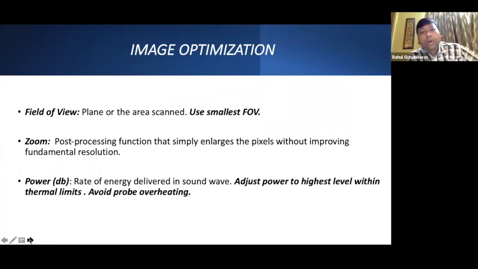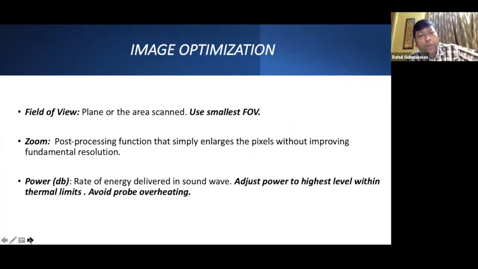Now, the fundamental important thing is to get a good image by using knobology. And this is something called the image optimization. A few take-home messages that I want to stress on is use the smallest field of view. The field of view is usually the plane or the area of interest that we are scanning. The smaller we use it, better is the picture.